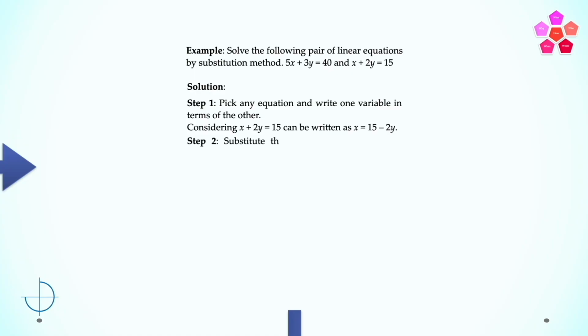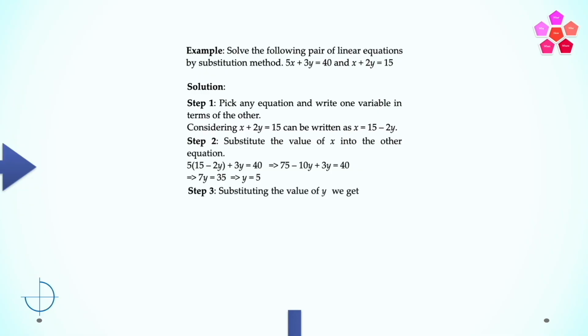Step 2. Substitute the value of x into the other equation. So we substitute the value of x as 15 minus 2y in the equation. So we get 5 multiplied by (15 minus 2y) as a whole plus 3y is equal to 40, which in turn gives 75 minus 10y plus 3y is equal to 40, which finally implies 7y is equal to 35 and y is equal to 5. Now substituting the value of y, we get x is equal to 15 minus 10, which is equal to 5. Therefore, the solution is x is equal to 5 and y is equal to 5.